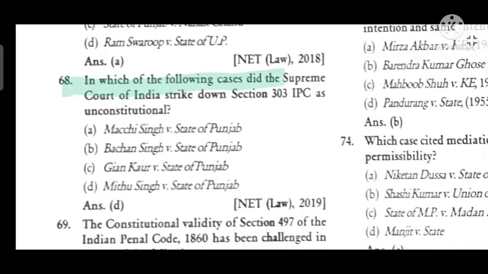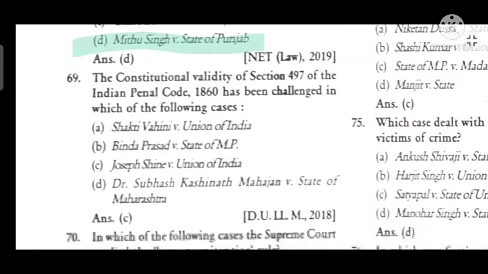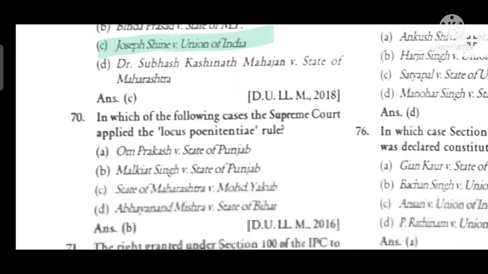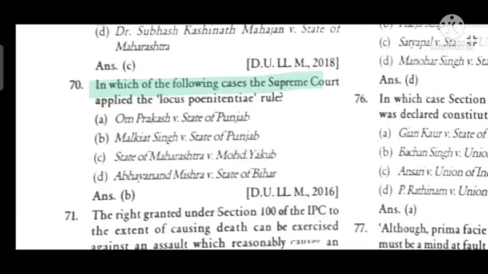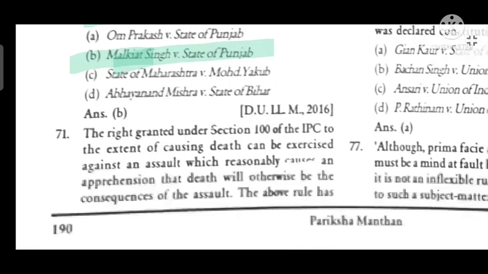In which one of the following cases did the Supreme Court of India strike down Section 303 of IPC as unconstitutional? Mithu Singh versus State of Punjab. The constitutional validity of Section 497 of IPC 1860 has been challenged in which one of the following cases? Joseph Shine versus Union of India. In which one of the following cases did the Supreme Court apply the doctrine of locus parentis? Mithu Singh versus State of Punjab.